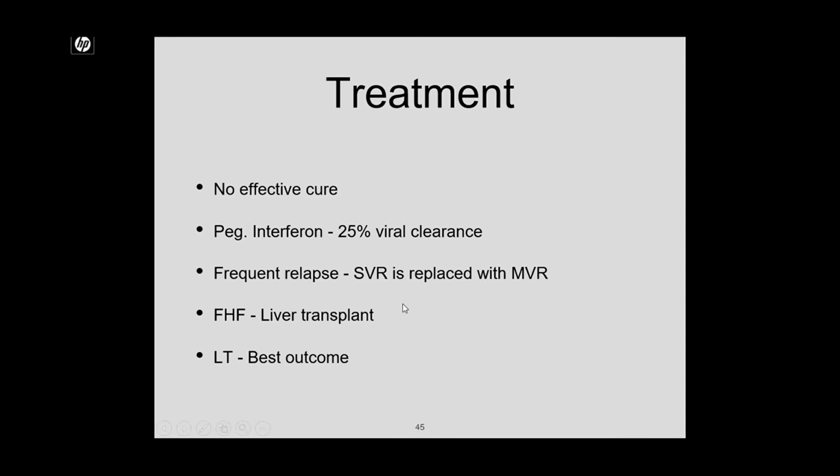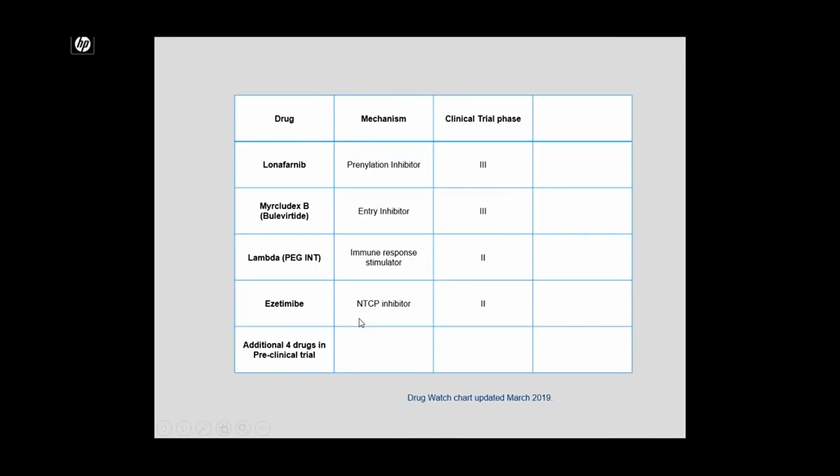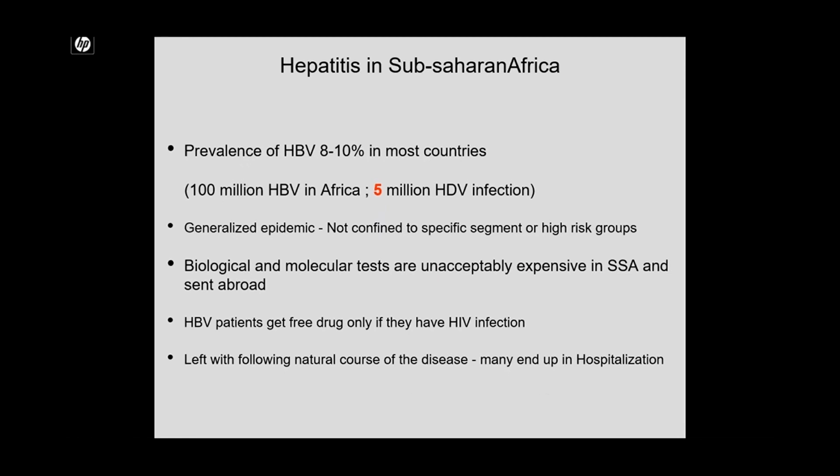Fulminant hepatic failure patients respond actually to liver transplants. There are a lot of things, but they had the best outcome. These are the different drugs up to March 2019 that I have seen. So there is big hope in the future for hepatitis delta treatment.